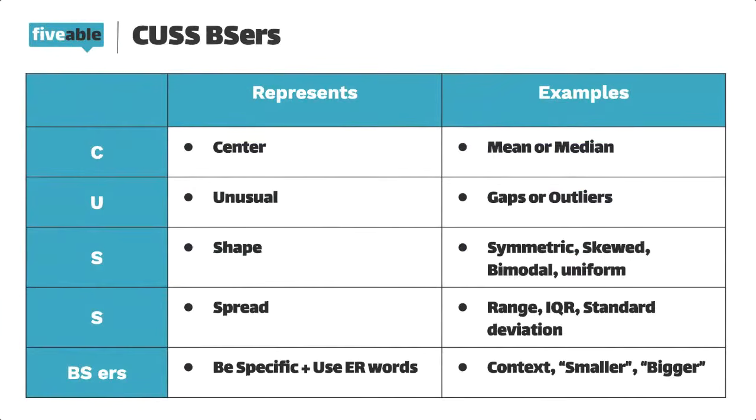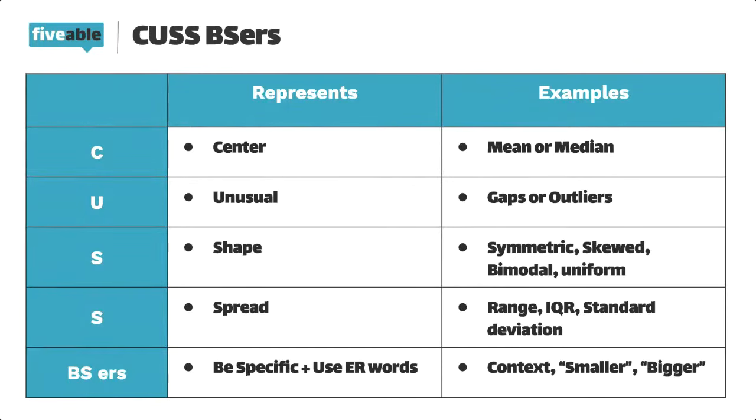So when we describe a distribution, we want to hit on 5 different topics. The first, the C, represents center. So you want to talk about the center of a graphical display. For us, we want to use either mean or median. We also want to talk about unusual. So anything unusual about the graphical display, we want to talk about. That usually means gaps or outliers. Shape. We always want to talk about the shape of a distribution. Mostly we're using words like symmetrical, skewed, bimodal, uniform, all those.